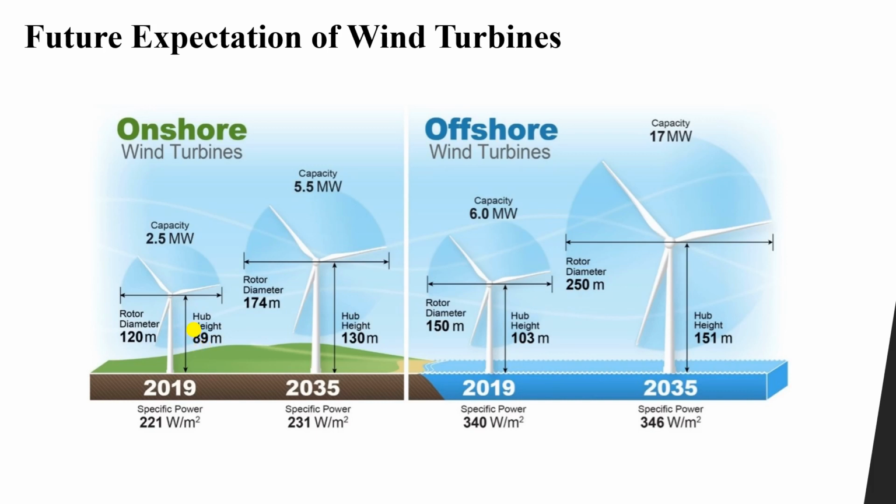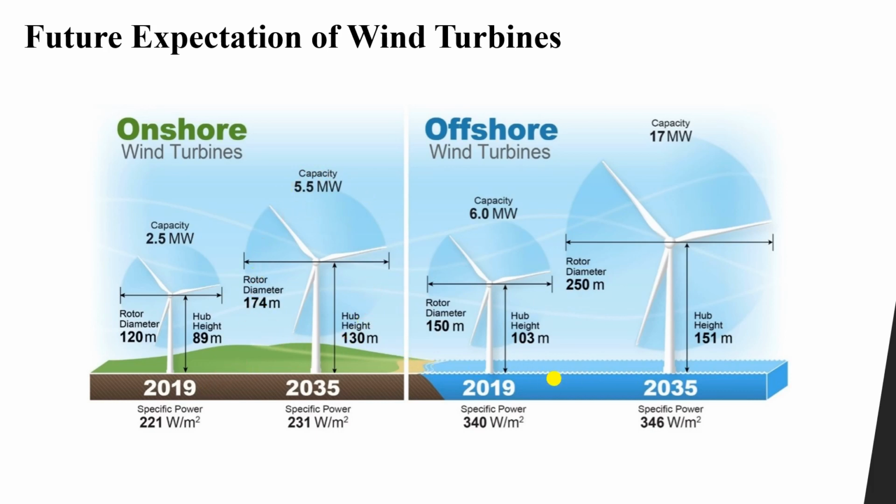Now the expectation for 2035 is that we can reach up to 5.5 megawatt, which is more than double this value. You can see, more power means larger diameter and larger height. As you can see, the height became 130 meters. This is for the application of onshore.